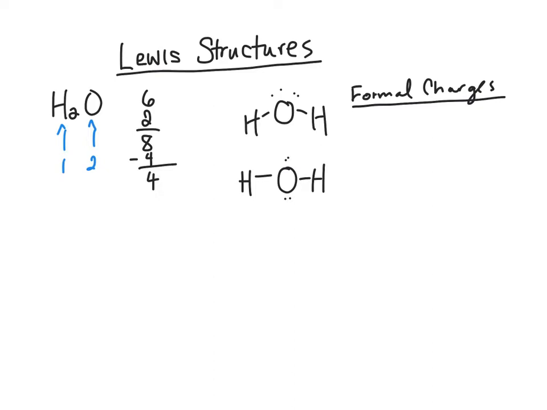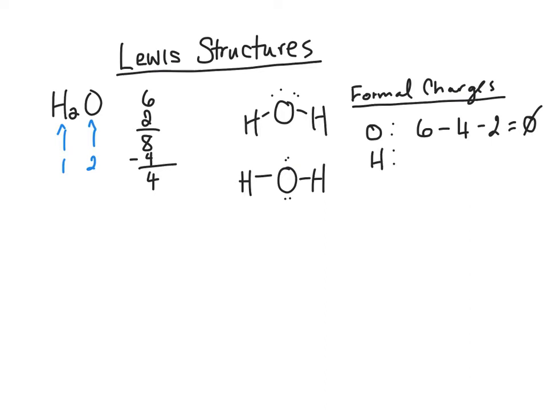So the formal charge on oxygen, oops, sorry, it's supposed to be a colon. Alright, formal charge on oxygen. So you take the number of valence electrons, 6, you subtract the number of lone electrons, so that's 4 total. 2 pairs is 4, minus the number of bonds. There's 2 bonds. So that gives us a formal charge of 0. We want zeros, so that's awesome.